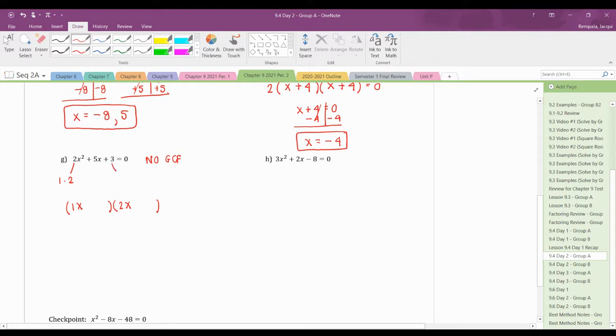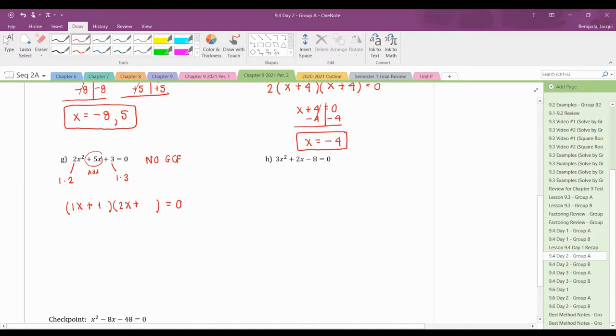Then I look at the very last number. How do I multiply to 3? Well, luckily for us, there's only one way. It's 1 times 3. But this is where now the guessing comes into play. I have to guess where I want to put the 1 and where I want to put the 3 because it still has to add to that middle term of 5x. Everything is positive, so I want to put plus signs for both of the parentheses. And then remember, it is still an equation. This equals 0. So I'm going to guess where the numbers 1 and 3 go.